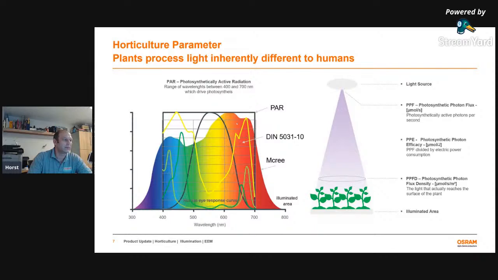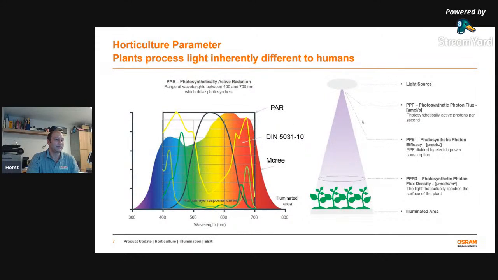There are some other curves which I just drew in here a little bit, something like the DIN, German industry norm curve, which is trying to get this approach closer, or the McCree curve, this is the colored curve here behind. So there are more possibilities. But this does not change the fact that we somehow need to value and weigh this, and we have to know what we are talking about.